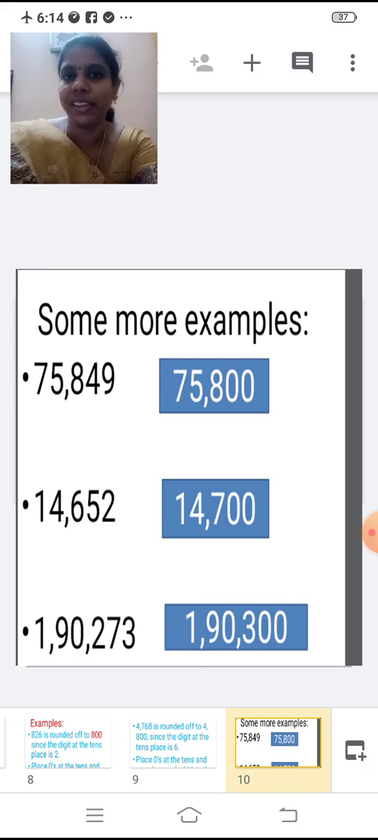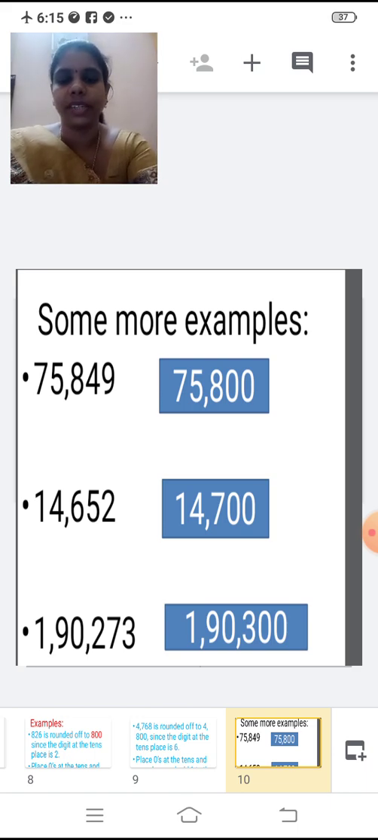7. Very good. So if it is 5 or greater than 5, what do we have to do? Place 0 in the ones place and the tens place, and we are going to add 1 to the digit at the hundreds place. What digit are we having at the hundreds place now? 2, isn't it? So 2 plus 1, 3. So now 3 in the hundreds place, then 0, 9, 1. So 1,90,273 is rounded off to 1,90,300. Clear, children, till this?